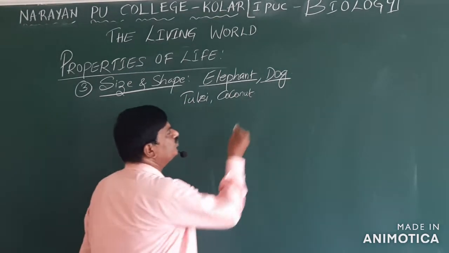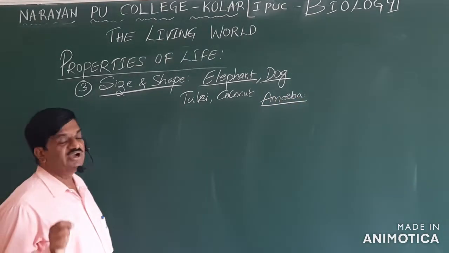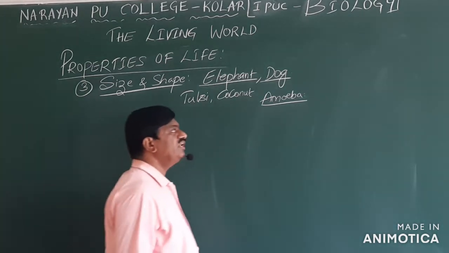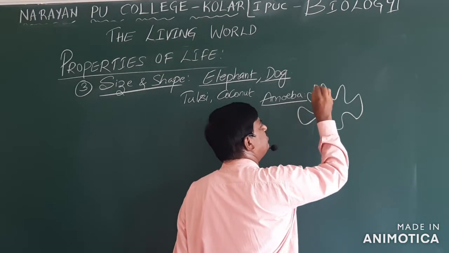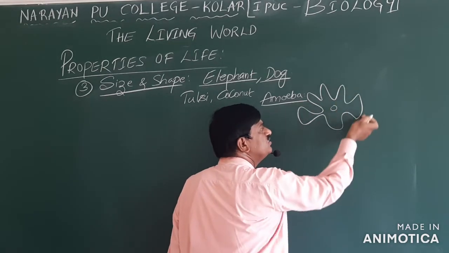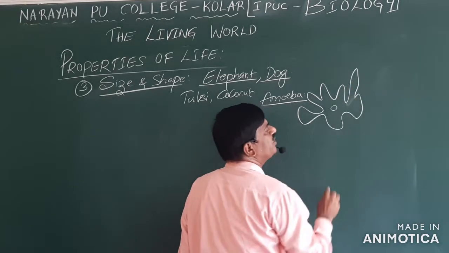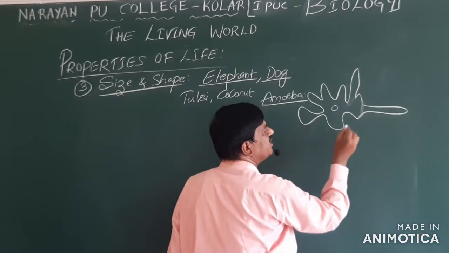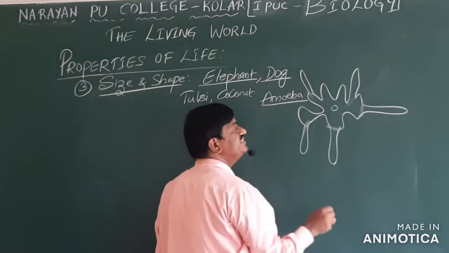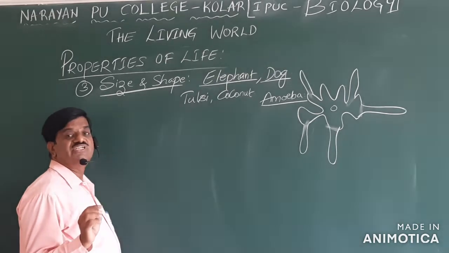Now, we'll go for one more example called amoeba. Now we know that amoeba is living, but still amoeba does not have a definite size, because when you draw it, in any shape it may be called amoeba. Amoeba does not have a definite size, because from the cell membrane, from the outermost layer, it can produce its outgrowth called pseudopodia. It can produce pseudopodia here, or here, on any side of the organism. Hence, they do not have a definite size. Except amoeba, all the other living organisms have a definite size and shape.